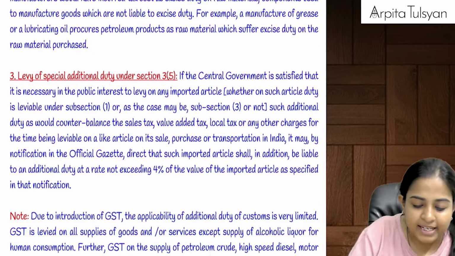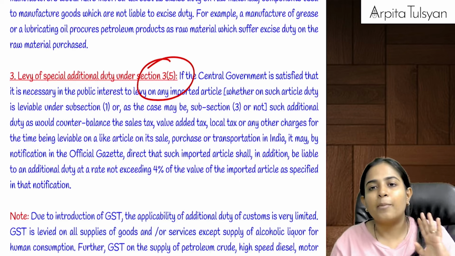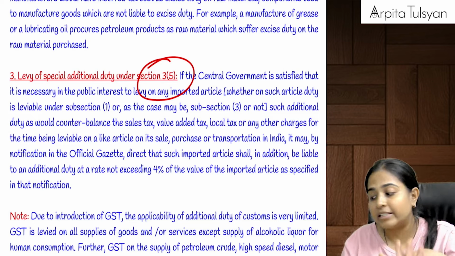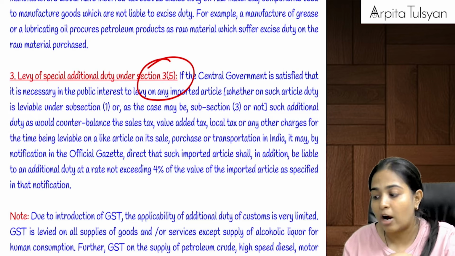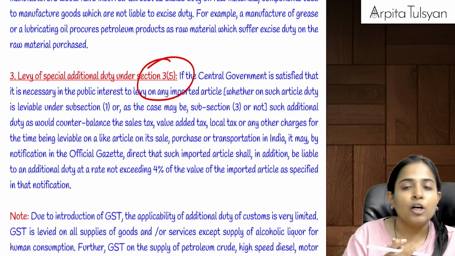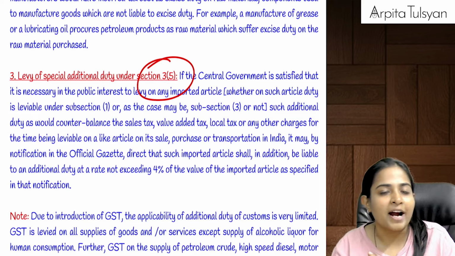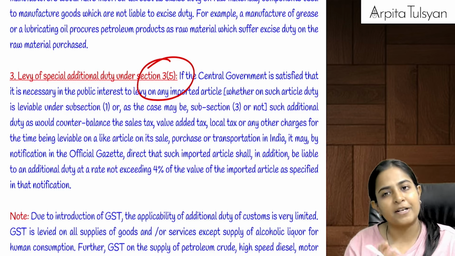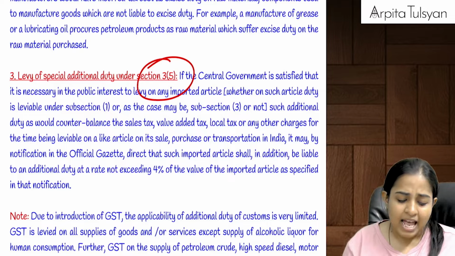And the last one is section number 3.5. This is talking about VAT. If there is a particular product which is suffering VAT, sales tax, or any local tax in India, and now you are importing the same product from another country, don't worry, you are not going to get any relief from VAT, local tax, etc. We are going to collect a tax under section number 3.5 as special additional duty. Are you clear with this?